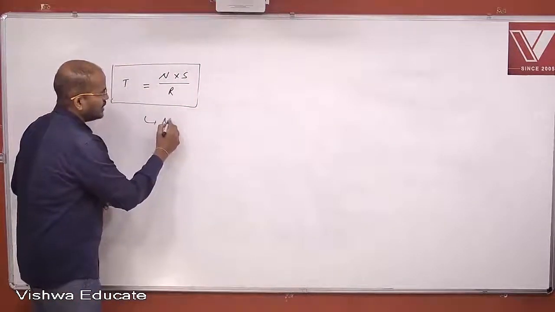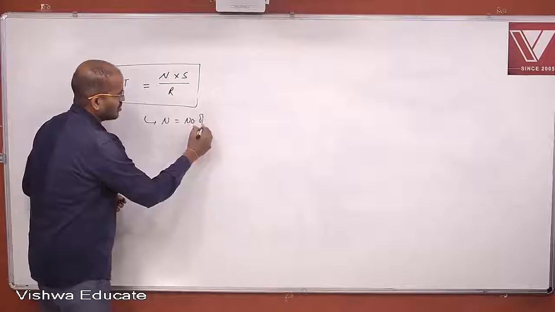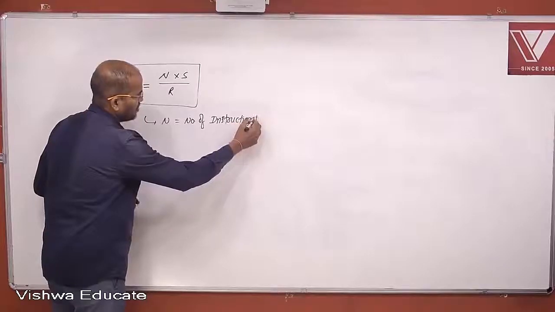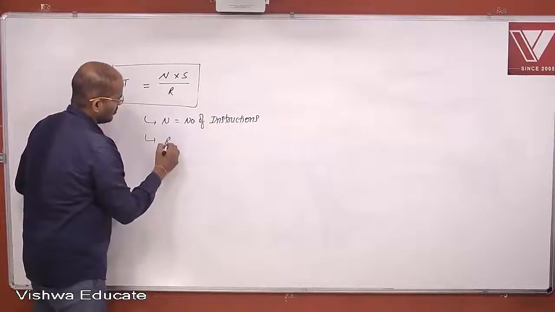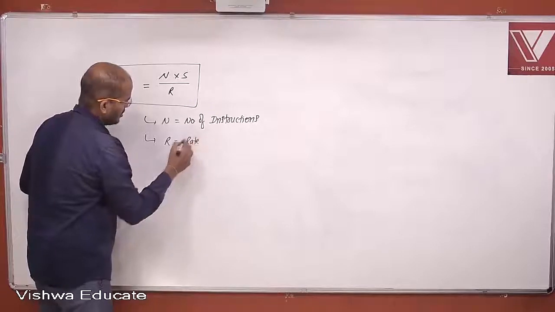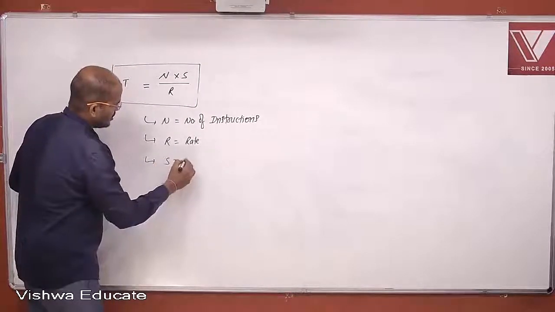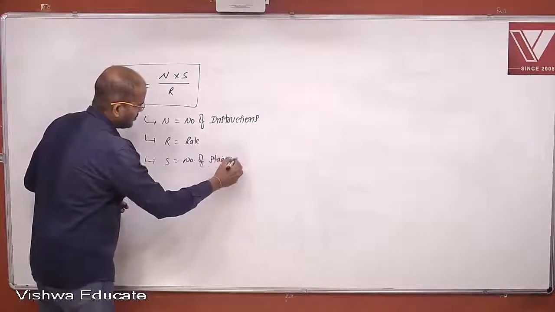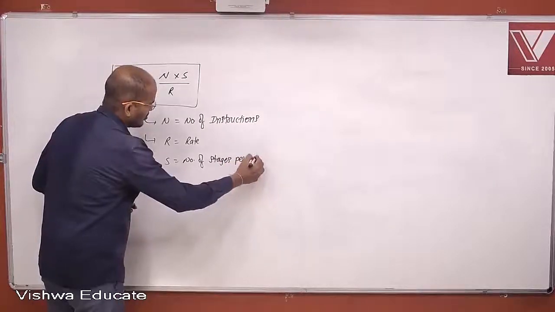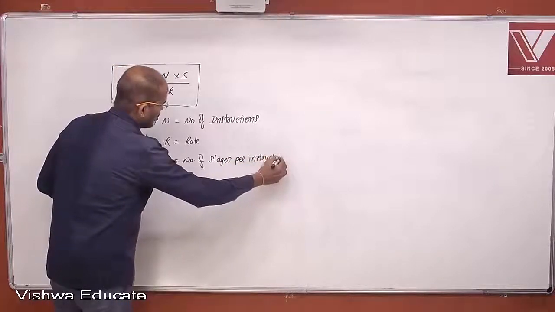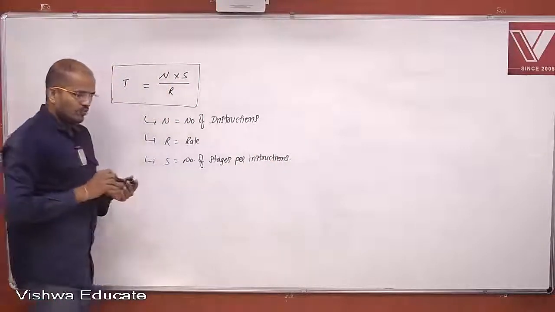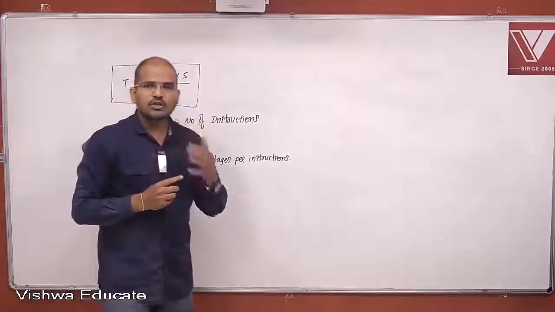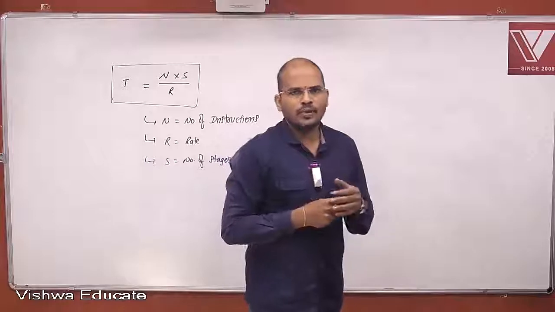Where N is the number of instructions, R is the rate, and S is the number of stages per instruction. So when we speak about N times S over R, we have a concept called time complexity and space complexity in your data structures.